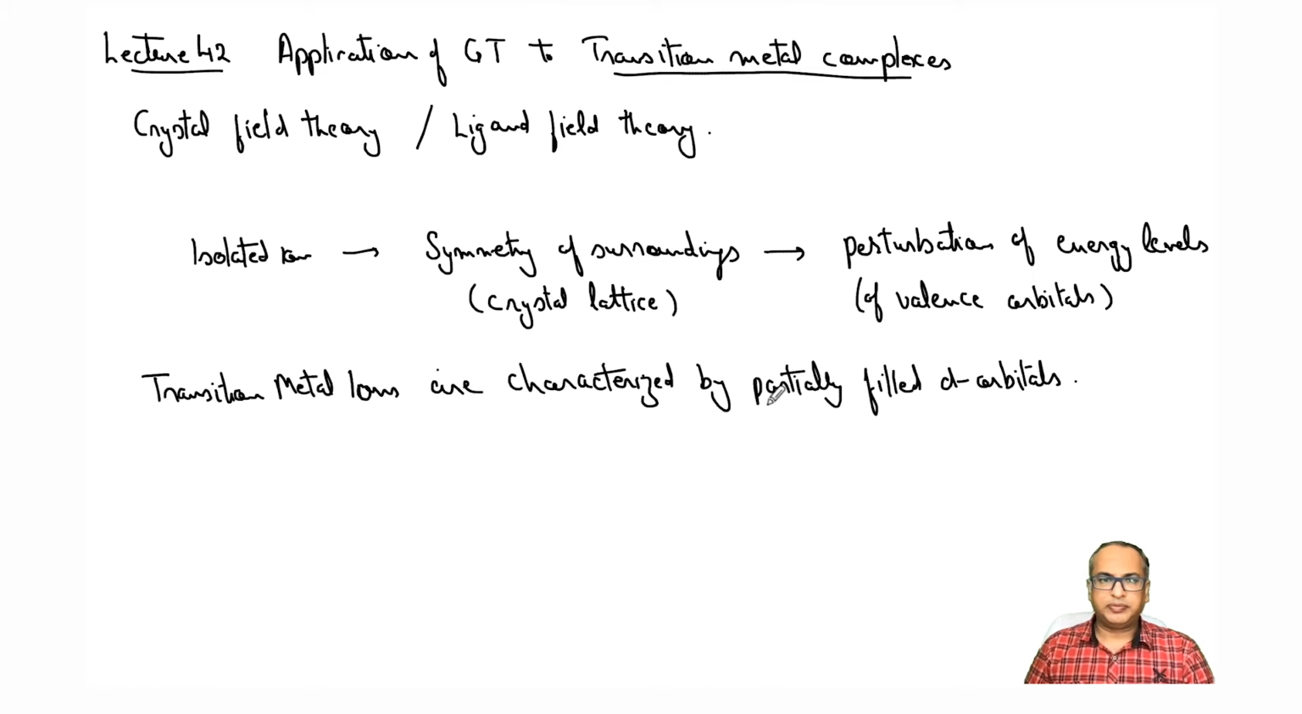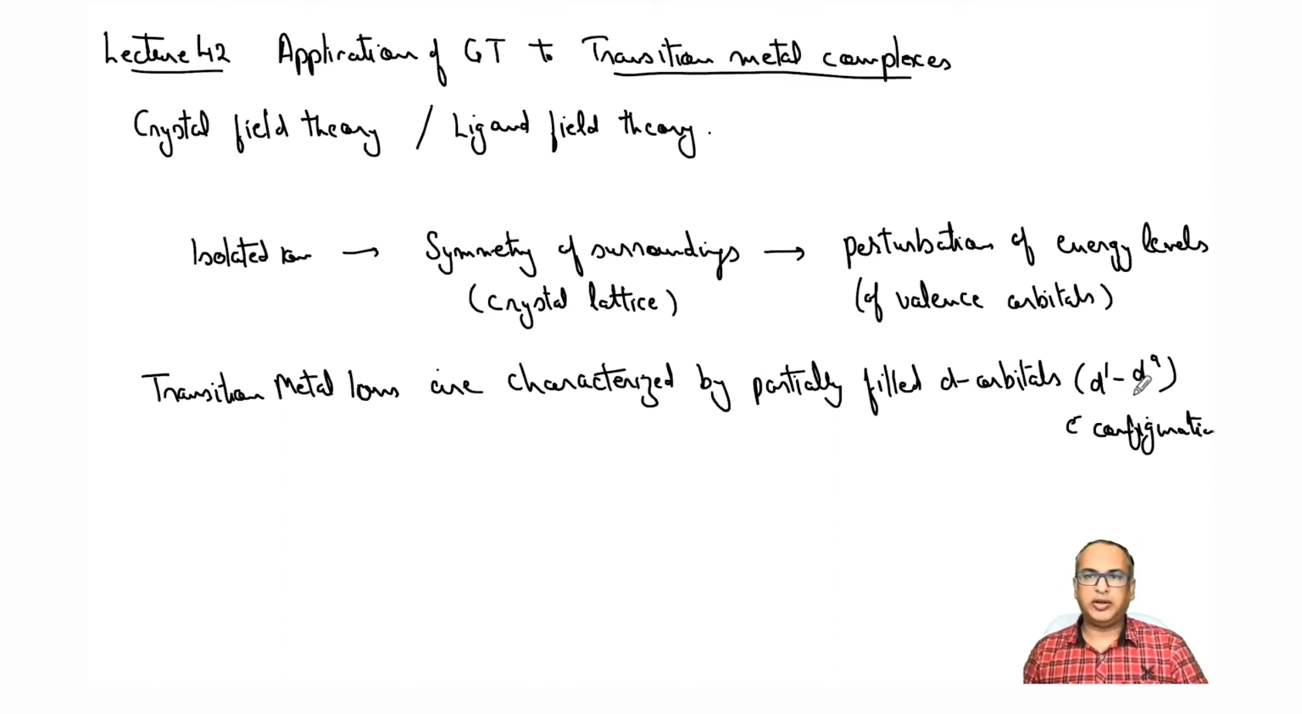So partially filled d orbitals, meaning that you have d1 to d9 configuration, right? Electronic configuration, which is also explained by the term symbols. If you remember studying crystal field theory in the inorganic chemistry course, you must have learned term symbols which explain the d1 to d9, and those term symbols are basically split into different degenerate, non-degenerate orbitals when they are put into a crystal lattice.